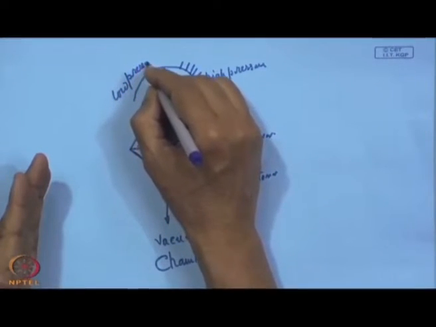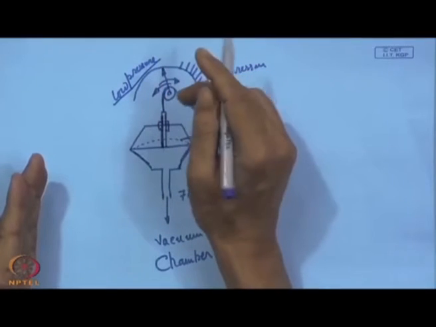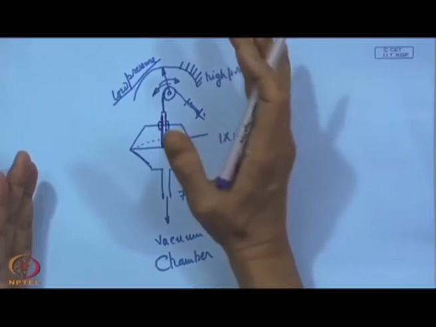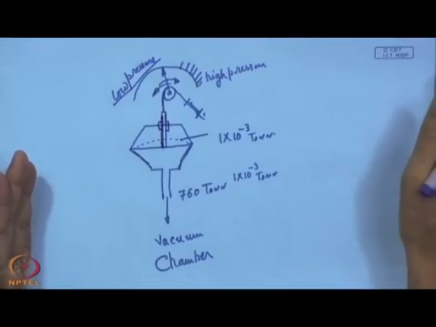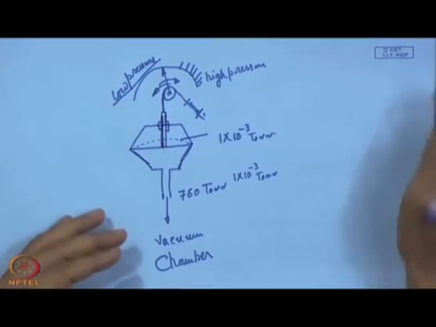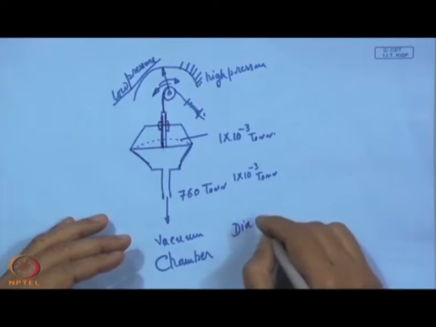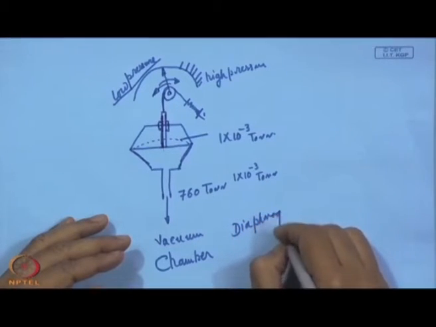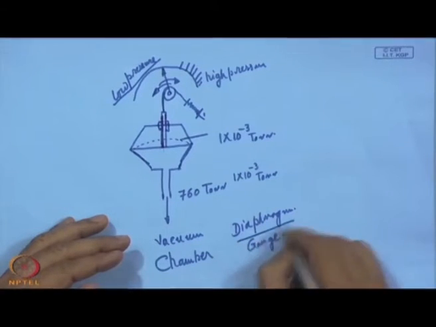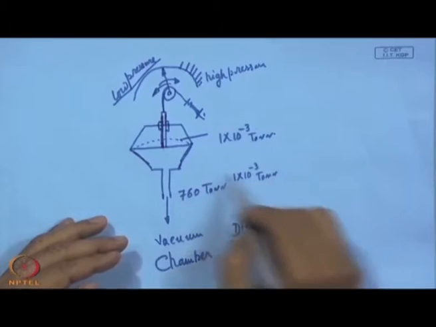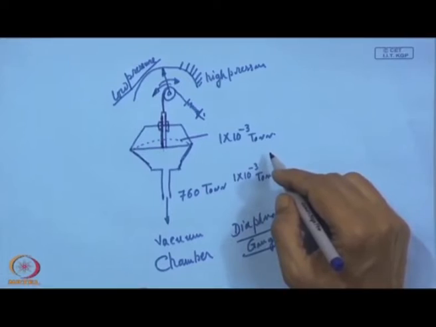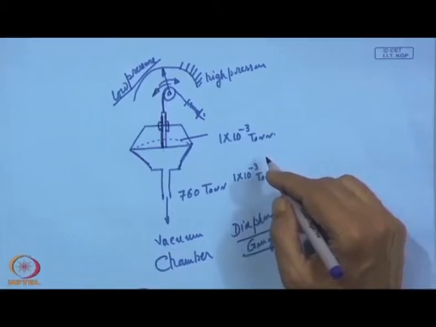So, this Bourdon tube, which is a deformation of the elliptical tube, which becomes more and more flat, can also be used for measurement of the pressure, or here it is the diaphragm gauge. The diaphragm gauge can also be used for measurement of the pressure; however, it can be noted that this pressure is only limited to 1 into 10 to the power minus 3 torr.